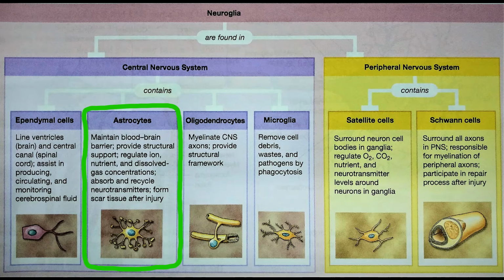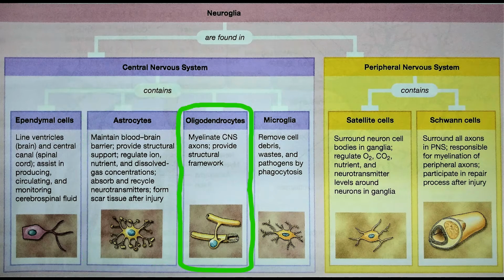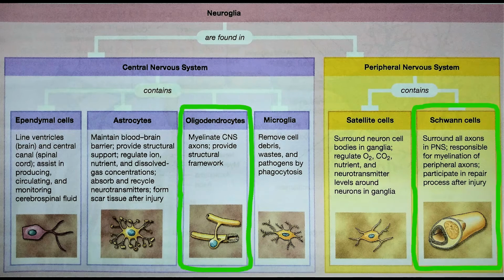So when the CSF goes from the subarachnoid space of the central nervous system out to the bloodstream, you have the astrocytes maintaining that blood-brain barrier, making sure that nothing from the blood goes into the central nervous system, because there'll be big problems. Okay, then this, I believe, is oligodendrocytes. Oligodendrocytes myelinate the nerves within the central nervous system, similar to what the Schwann cells do to the nerves in the peripheral nervous system, which is speed up the electricity.